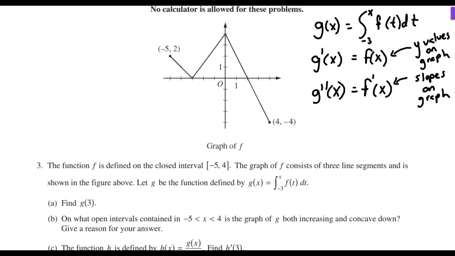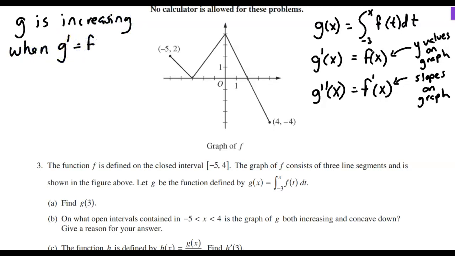It says, on what open intervals contained from -5 to 4 is the graph of G both increasing and concave down? So G is increasing when G prime, which equals F, by the way, is positive. This is stuff that we learned last unit. So now G prime, which is F, is positive anytime the graph of F is above the x-axis. So here is where F is positive, okay? And that's where G prime is positive.